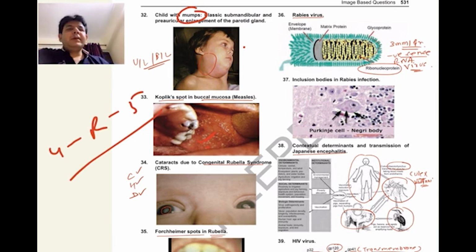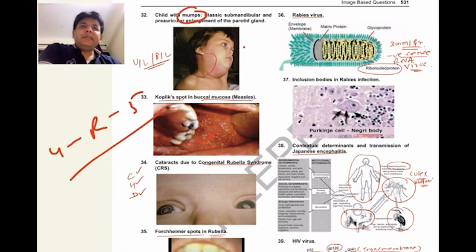This is from Nelson. Besides that, you can remember a lot of questions regarding measles. Warthin-Finkeldey giant cells are present. SSPE happens to be a chronic late complication of it. Otitis media happens here. Pneumonia is there. One pneumonia is termed Hecht's pneumonia, which occurs in HIV positive individuals. Children with HIV develop this Hecht's pneumonia, giant cell pneumonia, we call it.